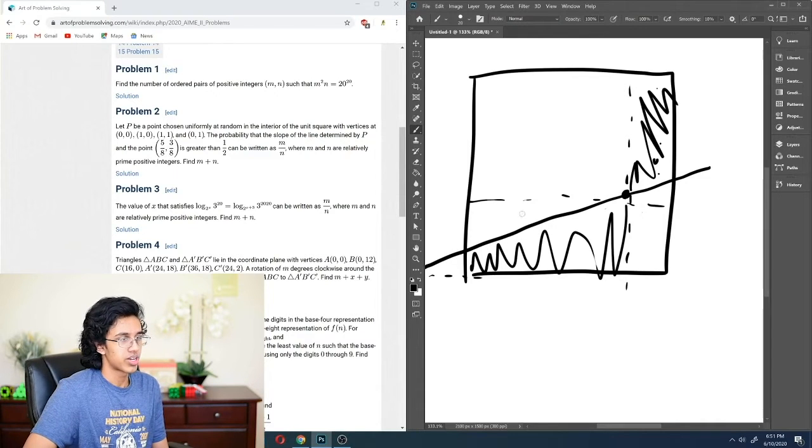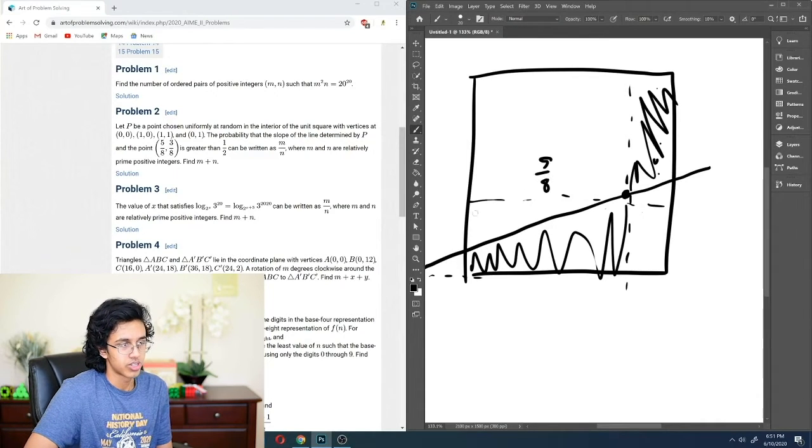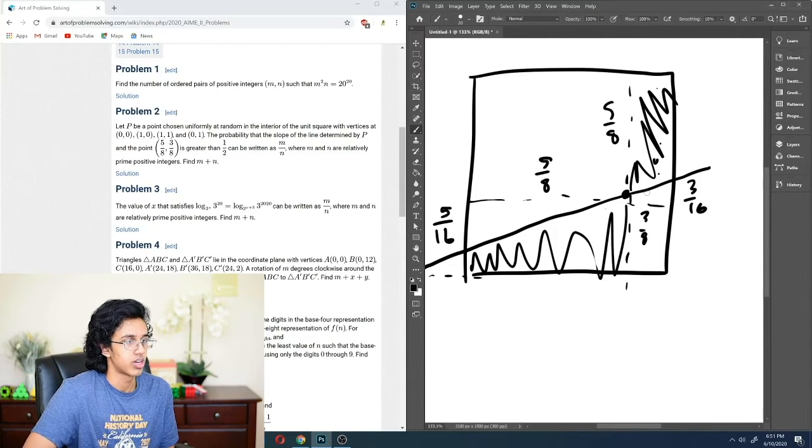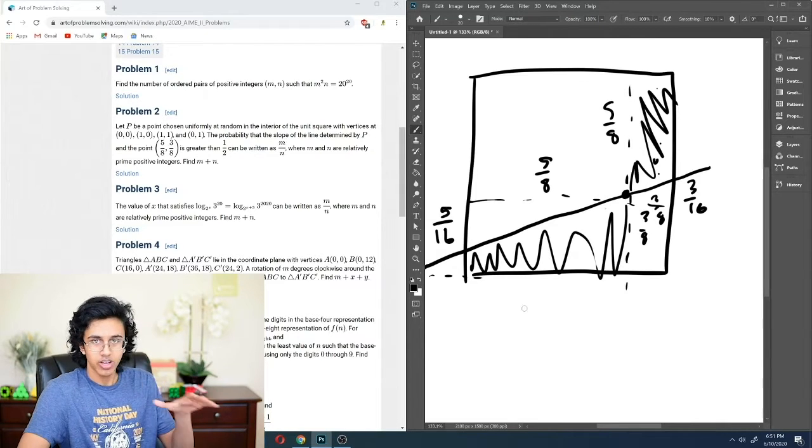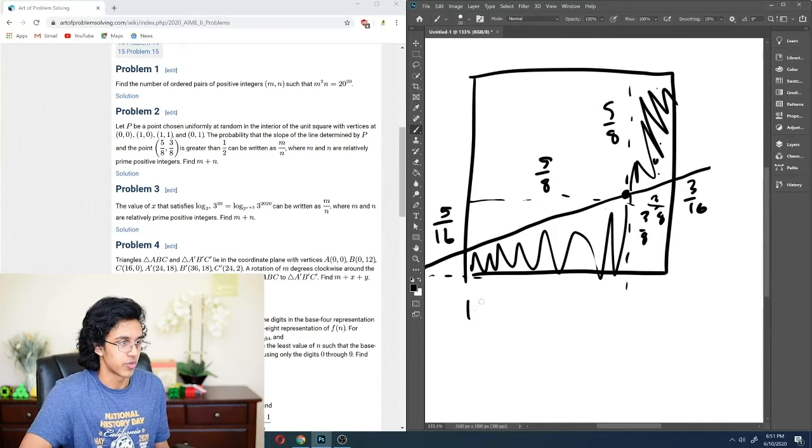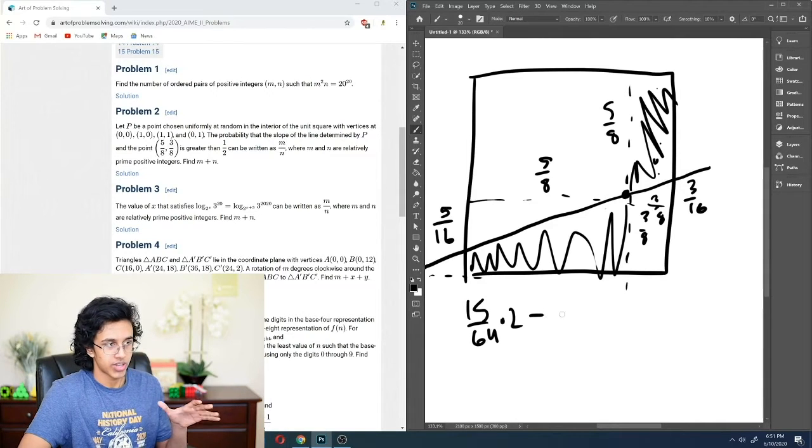Okay, so how do we find this height? We basically know that this length is 5/8, so that means this height is 5/16, because the slope of the line is 1/2. And this is 3/8, so this has got to be 3/16. And then this is 5/8, and this is 3/8. So basically, the area of each rectangle is 15 over 64, so we have 2 of those, and then we had to subtract the area of the triangles.